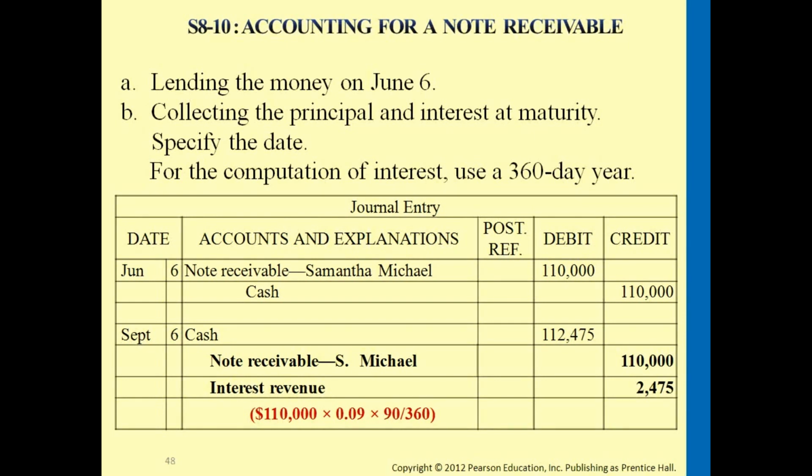So this part here is the time period. This part here is 9% of interest rate. And again, since this is the annual interest rate, we don't just stop here. Otherwise, it just gives us the annual interest, a whole year's interest. So we need to multiply a time period, 90 days, over 360 to figure out this 3 months of interest that's worth $2,475.